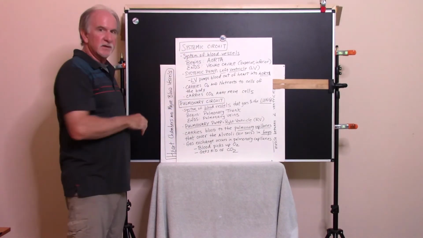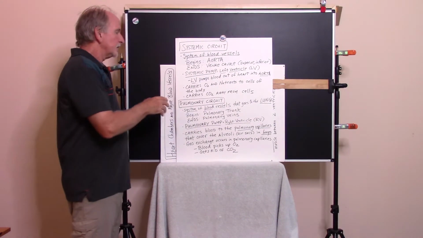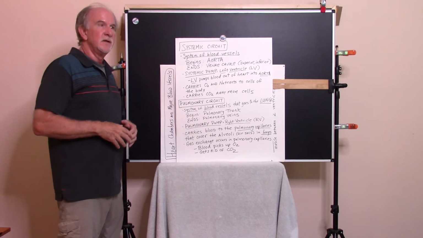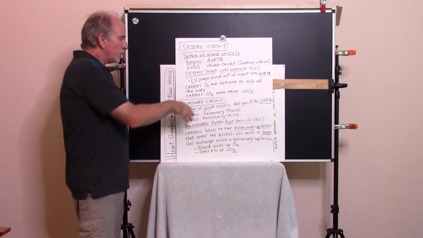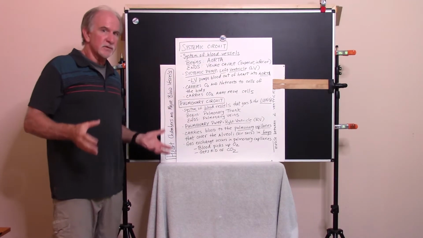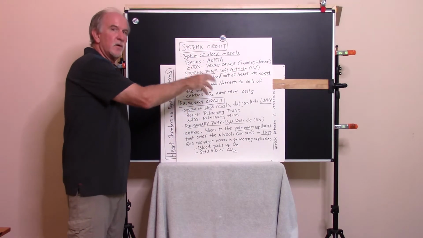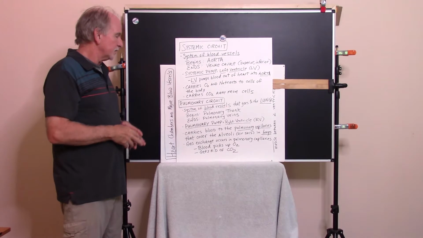The systemic circuit carries oxygen and nutrients to the cells of the body and carries away the carbon dioxide that cells make during cellular respiration. The pulmonary circuit is another circuit of blood vessels that goes only to the lungs. It's exclusive to the lungs.